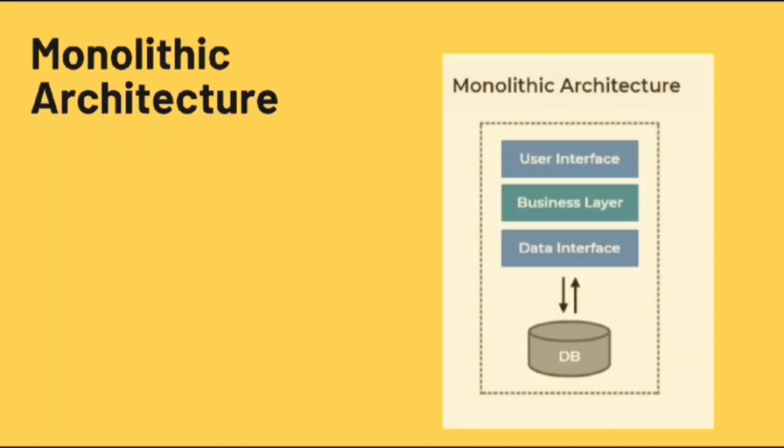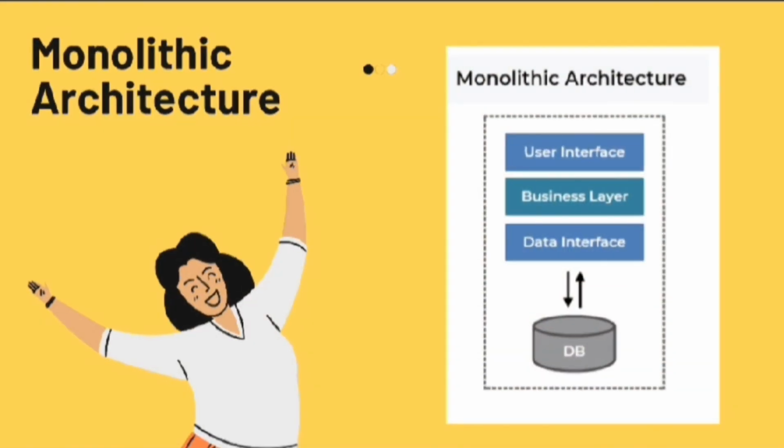Now we are going to learn about monolithic architecture. Before learning it, we must get some basic term information. First one is user interface, which is the main front end that the users see. Business logic is the code behind, where the main code is written.